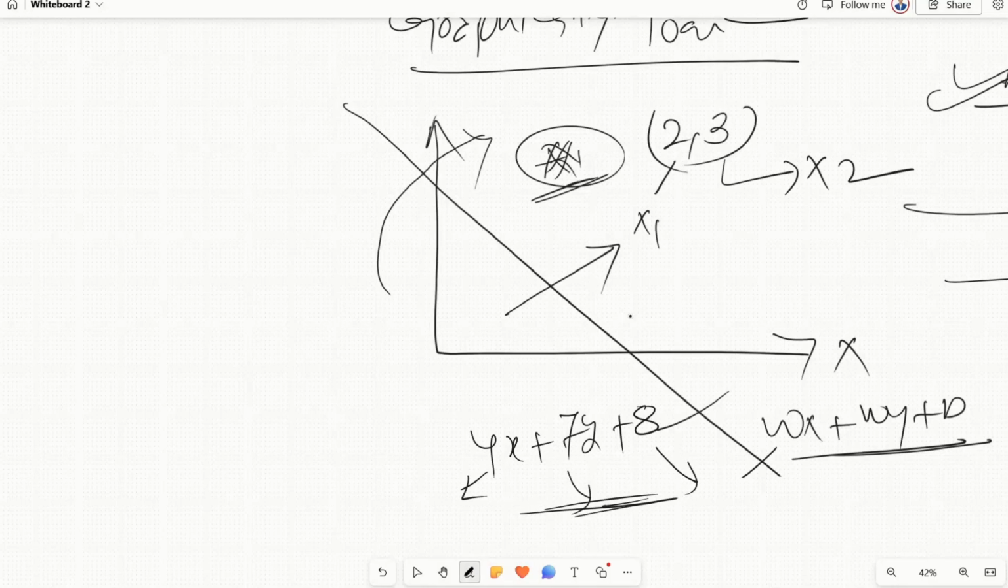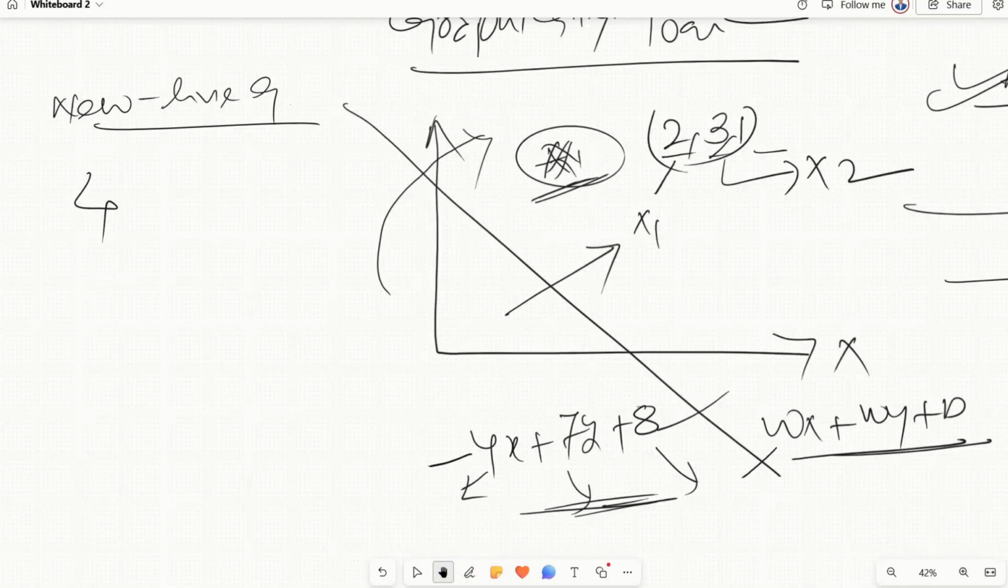If I want to do a transformation, if you remember, we add one number to the feature: 2, 3, 1. After the rotation, the new line equation is like this. So we take 4 here, 7 here, and 8 here. These are the coefficients of our perceptron, I mean these are the weights.